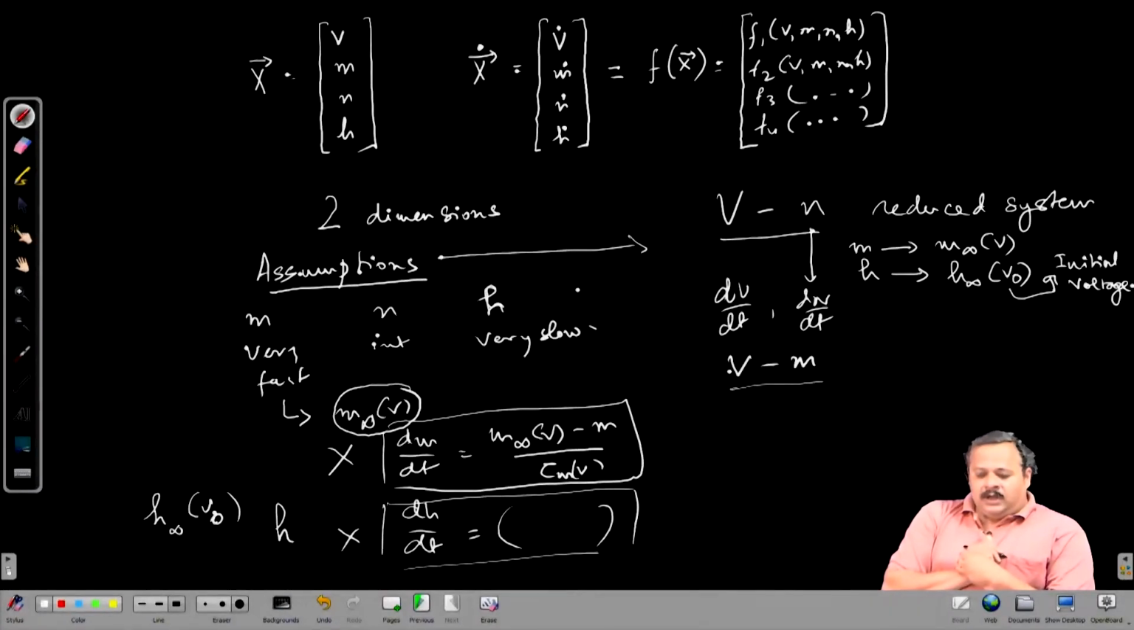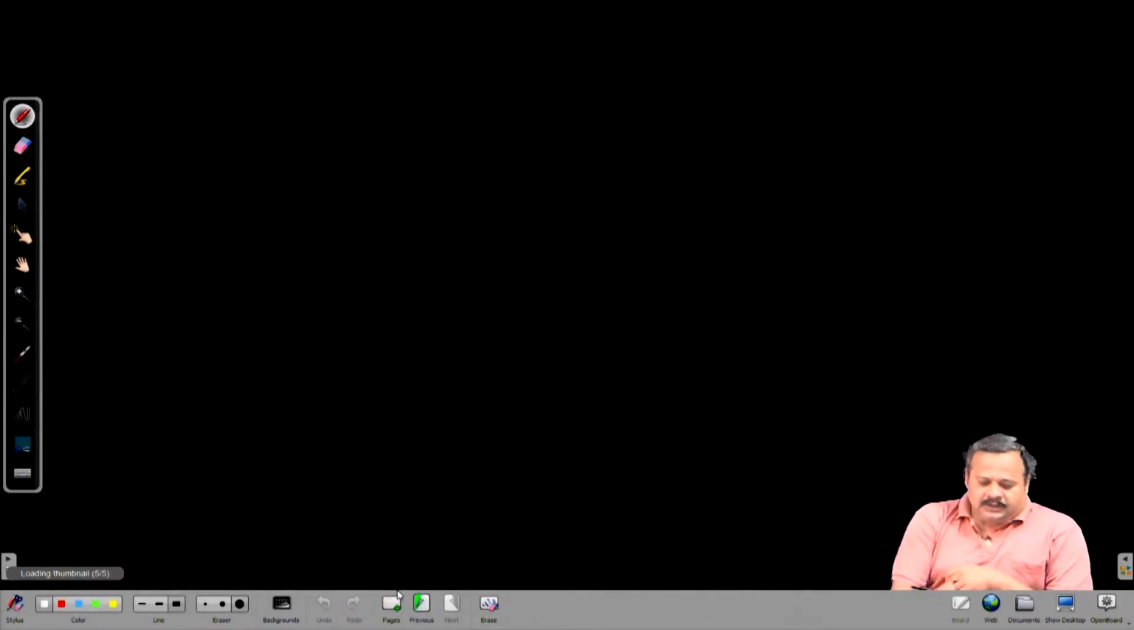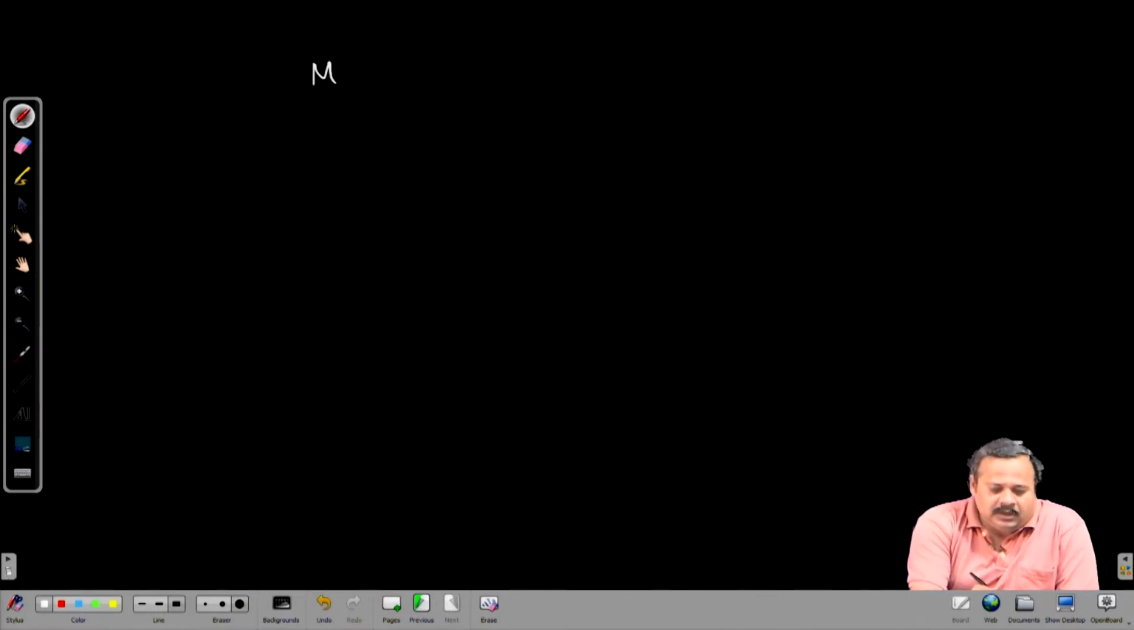So, we will go into this kind of analysis when we talk more about the Hodgkin-Huxley equations, but to develop the kind of tools that are required to understand these two-dimensional reduced systems, we will study a set of equations which are called the Morris-Lecar equations. So, this is very similar to the Hodgkin-Huxley equations.